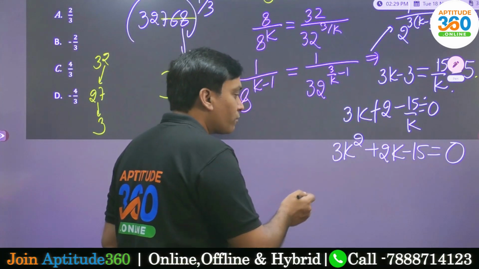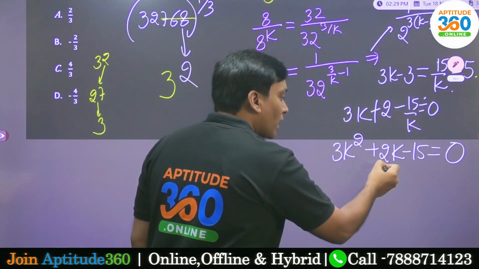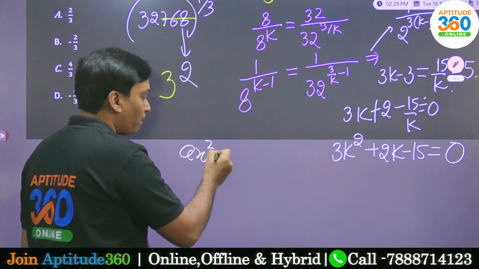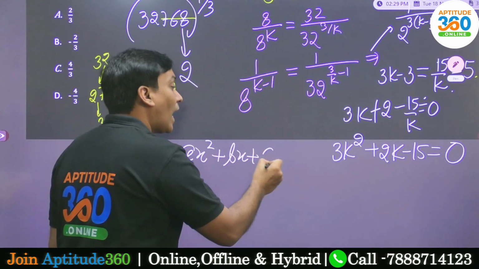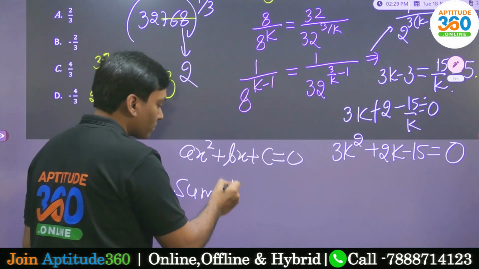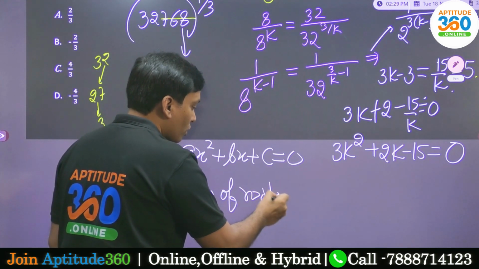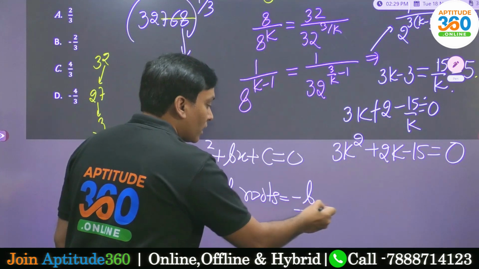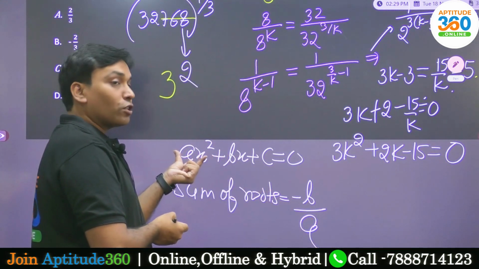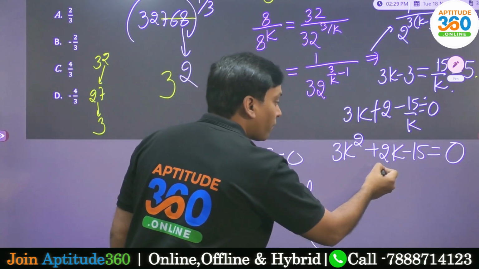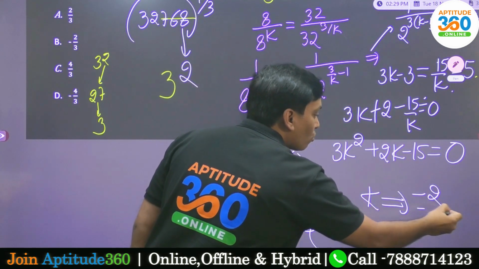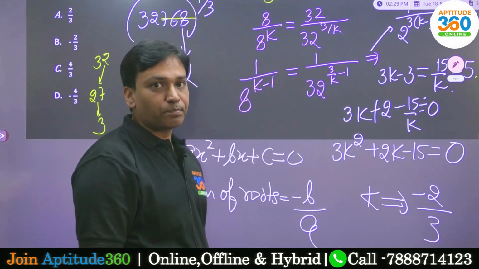How do you find out the sum of the roots of a quadratic equation? If this had been ax square plus bx plus c, then the sum of roots would have been negative coefficient of x over the coefficient of x square. So over here, if you have to find out all the possible values of k, then it is going to be minus 2 upon 3. Problem is simplified.